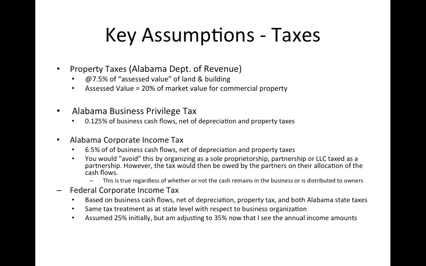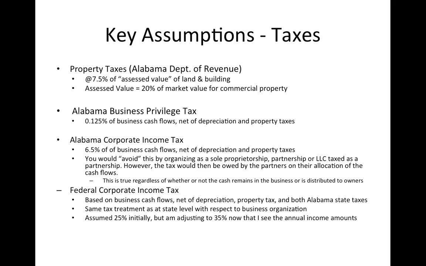This is the most costly of them because you would have to pay this corporate income tax, and then if people got distributions, they'd have to pay personal income tax on it too. If you were to choose any of the other organizations, you would not actually pay the corporate income tax, and so the business would not pay any taxes, but the individuals would be responsible for paying 6.5% of their share of whatever the business cash flows were.